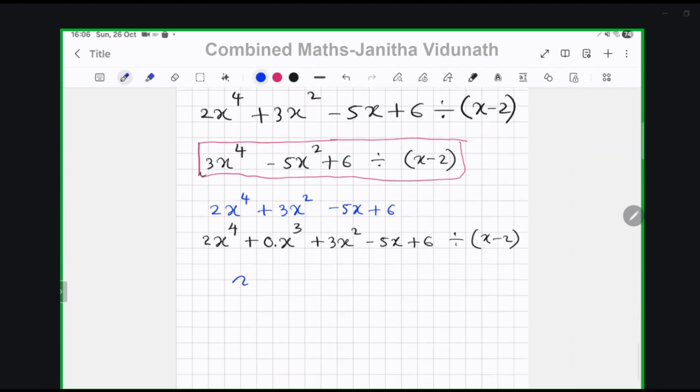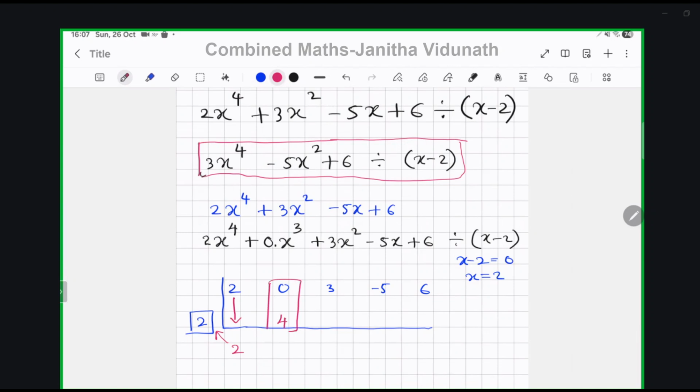Now we keep our coefficients 2, 0, 3, minus 5, 6 and set up our synthetic division and set our divisor to 0. x minus 2 is 0. That means x equals 2. We keep that number inside the box. Then we bring down the first number, that is 2. Then multiply it with the number inside the box and move to the next column. That means 2 times 2 is 4.